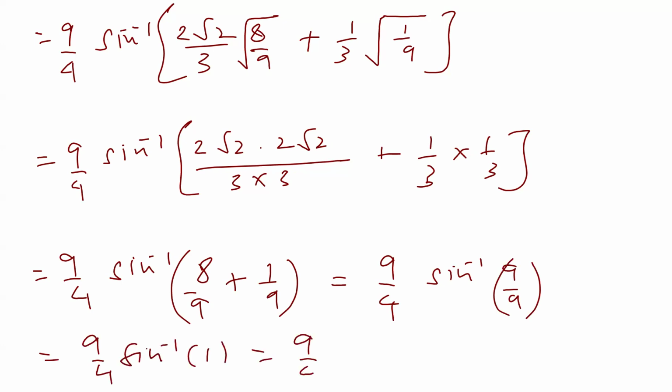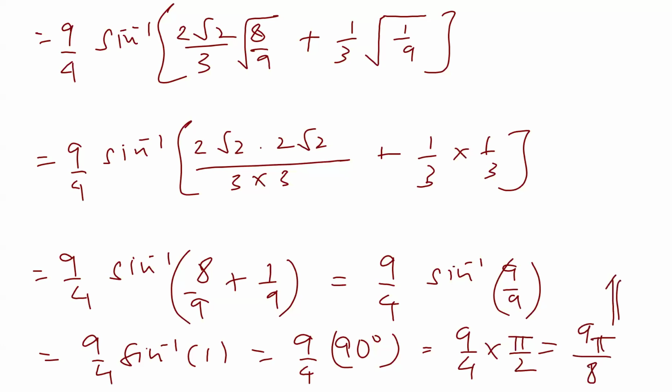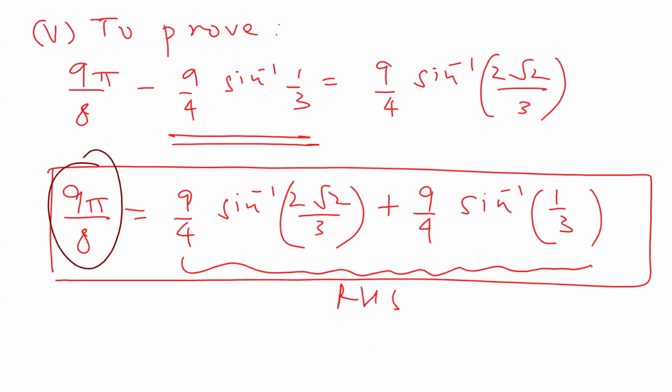Now sine inverse of 1 is a standard value. So sine inverse 1 is 90 degrees. Convert degrees to radians, 90 into pi by 180. 90 is nothing but pi by 2. So this is equal to 9 pi by 8, which is equal to the new LHS. We had modified the proof statement, right? So we got our LHS over there. Fine.